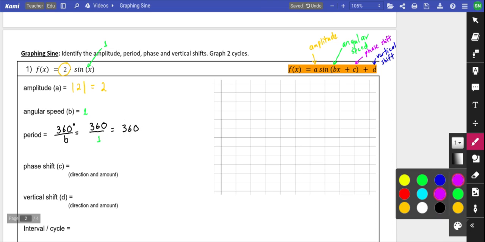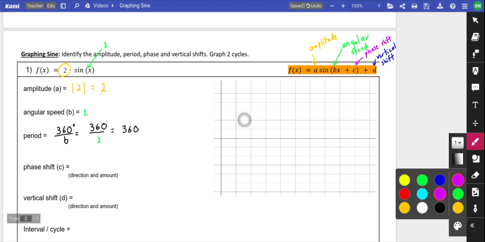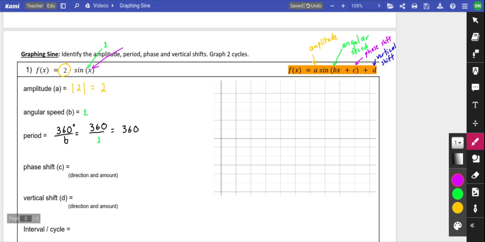The phase shift is if you're adding or subtracting anything inside the parentheses. If you look at the formula on the top right hand side, that would be right after the x. In our case, there is nothing after the x, so we will say that c is equal to 0. In other words, no phase shift, because 0 means you just stay in the same spot.